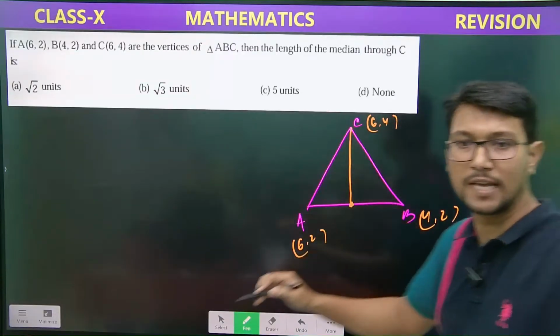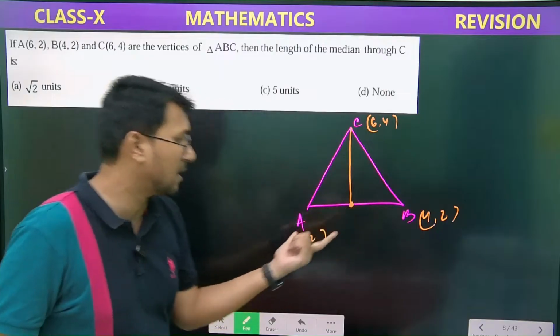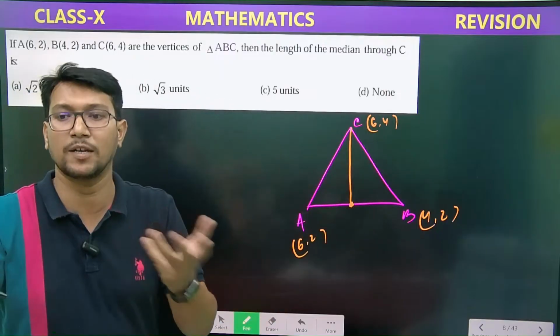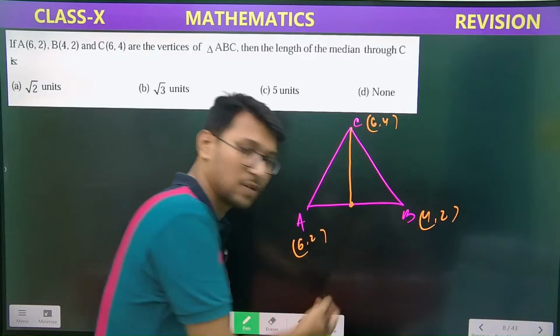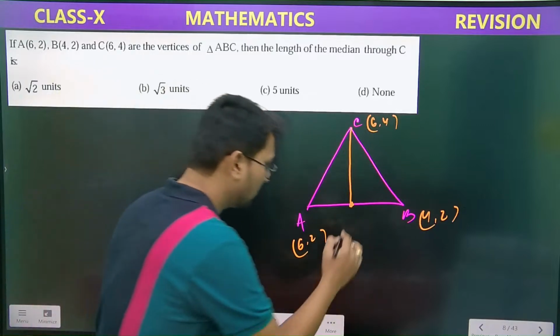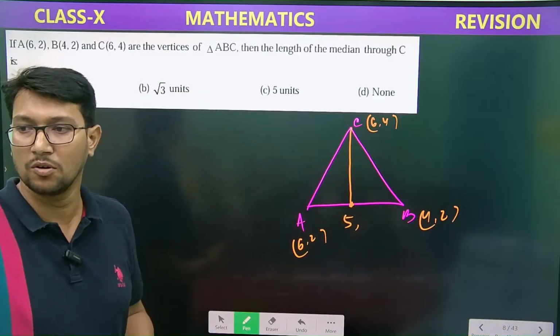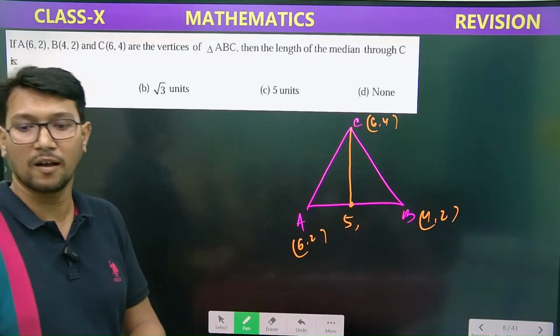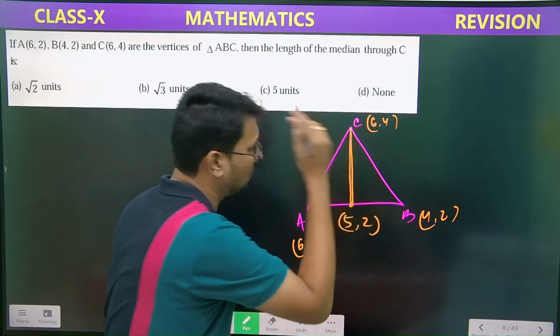Now find this point. This is the midpoint of which line? AB. The midpoint is (x1 plus x2) by 2, (y1 plus y2) by 2. That is 6 plus 4 by 2, which is 5. And 2 plus 2 by 2 is 4 by 2, which is 2. We got this point; now just find its distance.